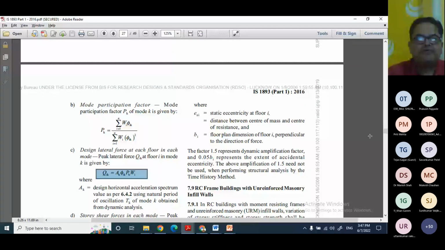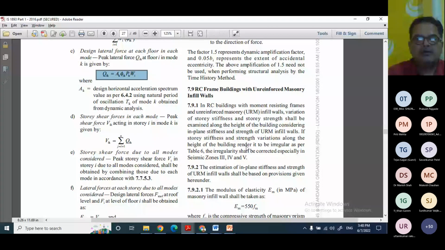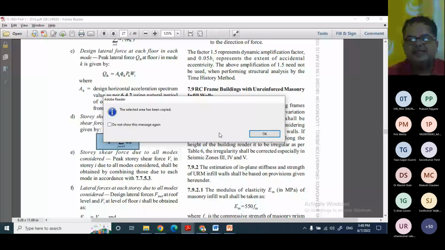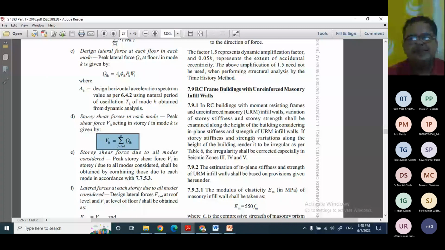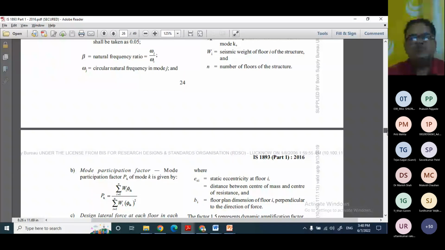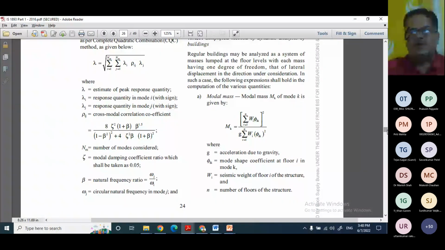The summation of this design lateral force will give you the base shear, right? That will give you the base shear. So this is the process you have to follow. The only thing is that you must know the mode shape. Once you know the mode shape, we can go for the calculation, right?